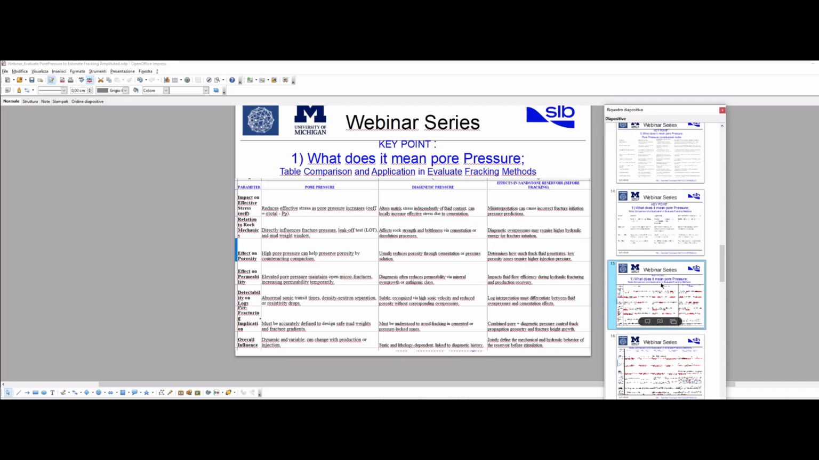The table of comparison and application evaluates fracking methods. In this case, we have some parameters that you need to consider and put in. The impact on effective stress: pore pressure reduces effective stress as pore pressure increases. Which kind of effects will there be in a sandstone reservoir? We can have, for example, a misinterpretation that can cause incorrect fracture initiation pressure precondition.